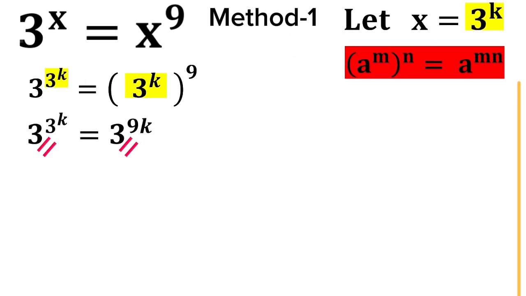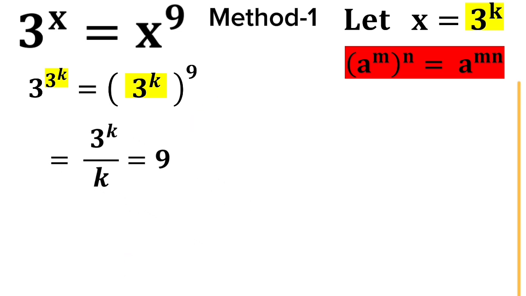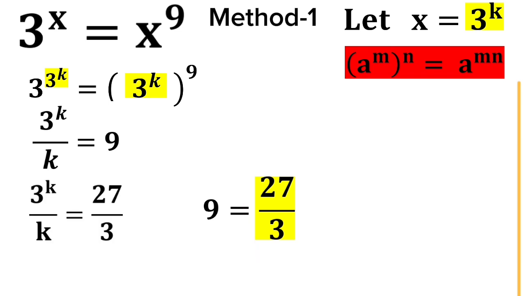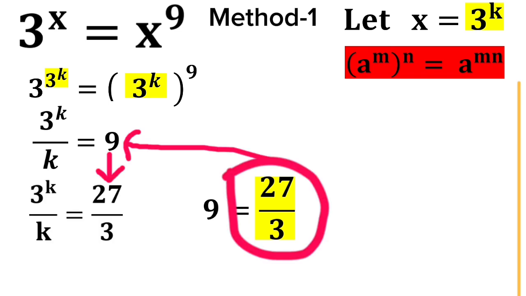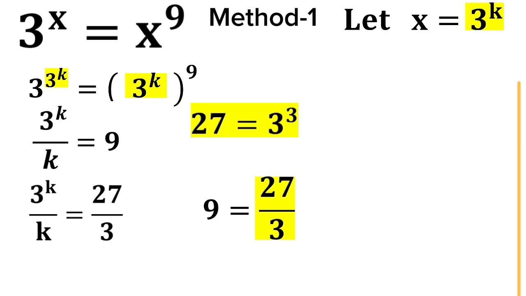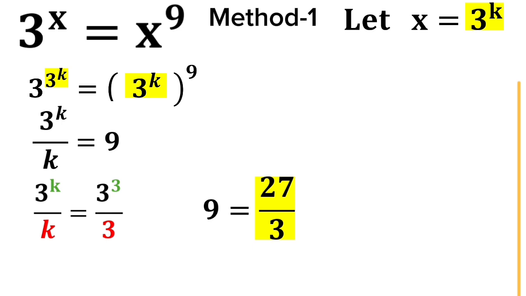According to the power rule, same base, the powers are equal. Now divide k on both sides. Now we can write 3 to the power of k divided by k equals 9, because this k and this k cancel out. Now we can put 27 divided by 3 in the place of 9, because 9 equals 27 divided by 3. Now we can write this 27 in the form of 3 to the power of 3, because 3 to the power of 3 is equal to 27.